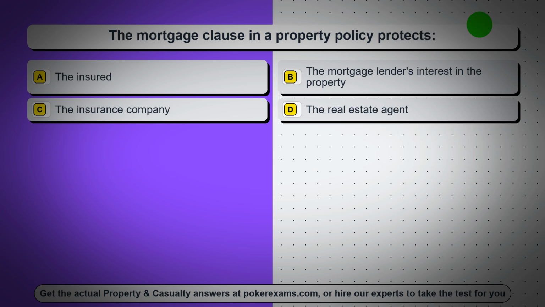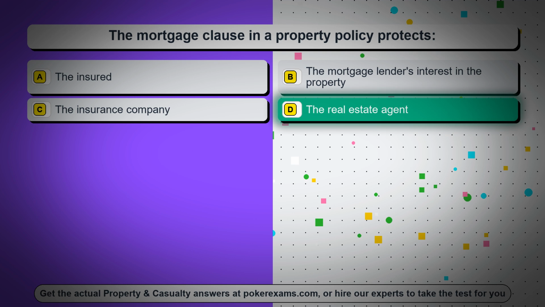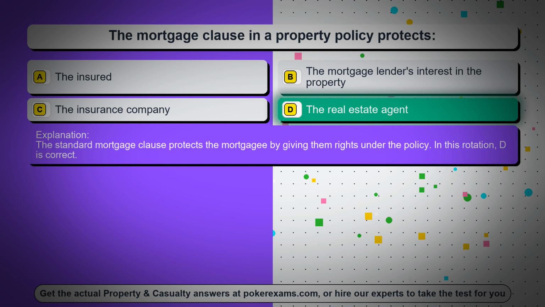Question 59. The mortgage clause in a property policy protects: Option A, the insured. Option B, the mortgage lender's interest in the property. Option C, the insurance company. Option D, the real estate agent. The correct answer is option D, the real estate agent. The standard mortgage clause protects the mortgagee by giving them rights under the policy. In this rotation, D is correct.